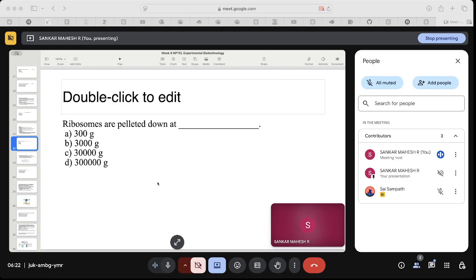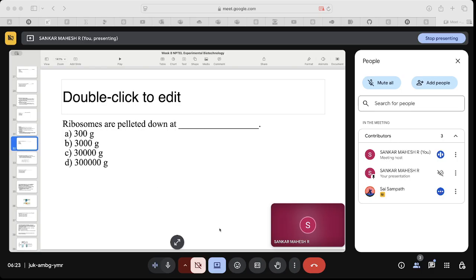The next is ribosomes are pelleted down at 300G, 3000G, 30,000G, and 300,000G. To start with, you can mention what ribosomes are, and then if you know the right answer, you can also tell why that could be the right case. We'll start with what ribosomes are. You can think of an answer. Ribosomes are useful for protein synthesis.